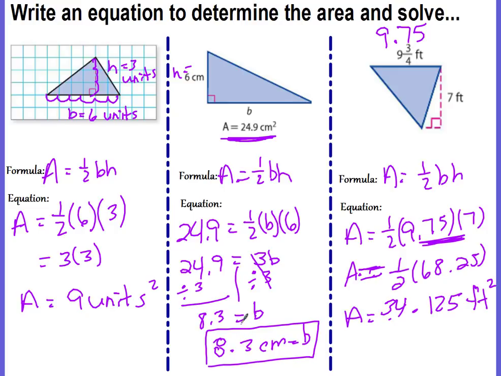And that's all there is to it. Again, make sure you don't forget about this half. If you don't want to deal with a half at first, you could always multiply. Area equals 1/2, multiply the 6 times 3 and get 18. Then divide the 18 by 2. You still get the same answer. You still get your 9 units.